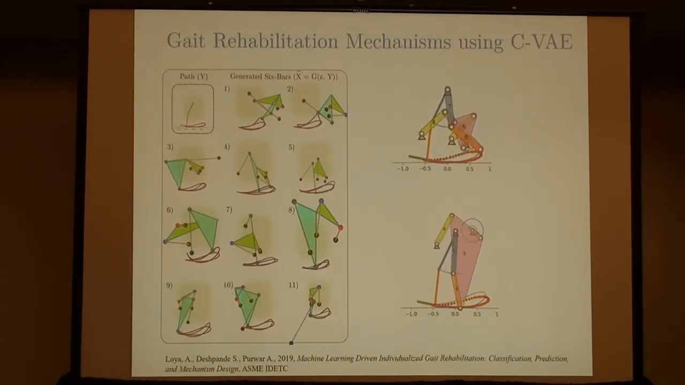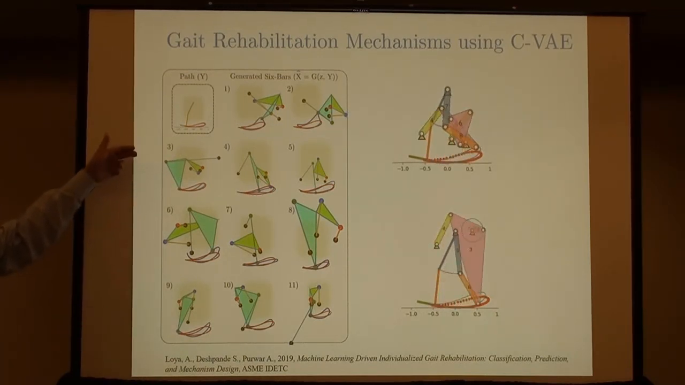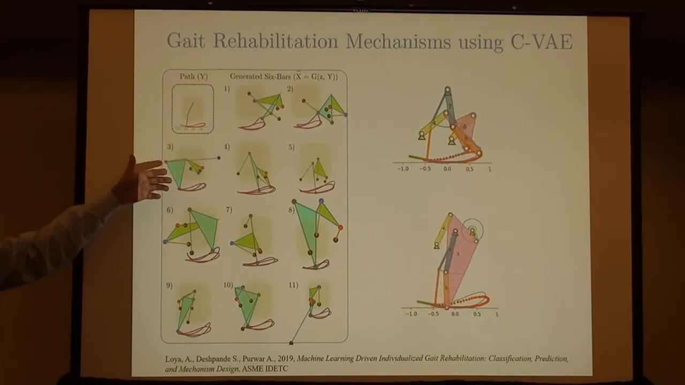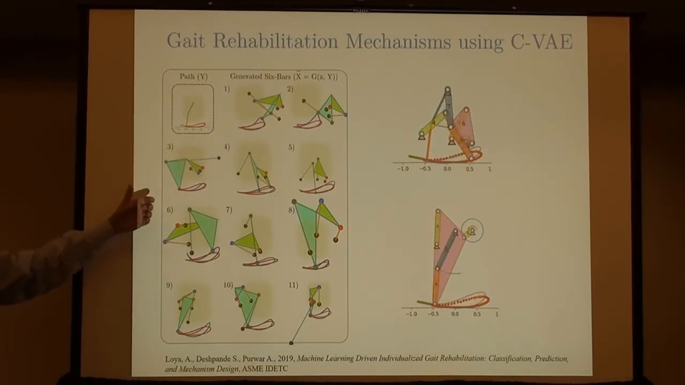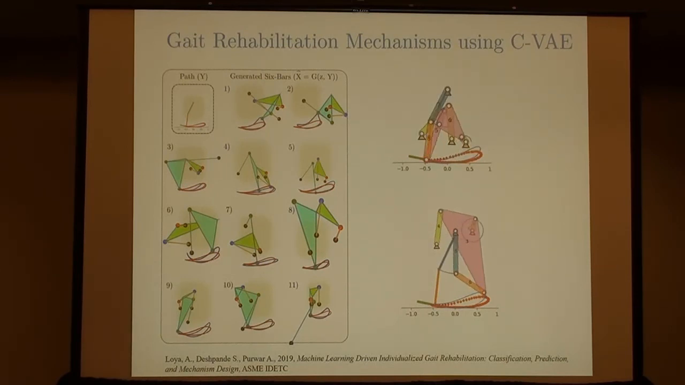This is another paper that we have in the conference, where we've been using machine learning, gait classification, prediction and mechanism design. But again, it's just an application of what I showed you before. You have a path and you want to design different 4-bar linkage systems that can do that path, and you get very valuable solutions in this approach.